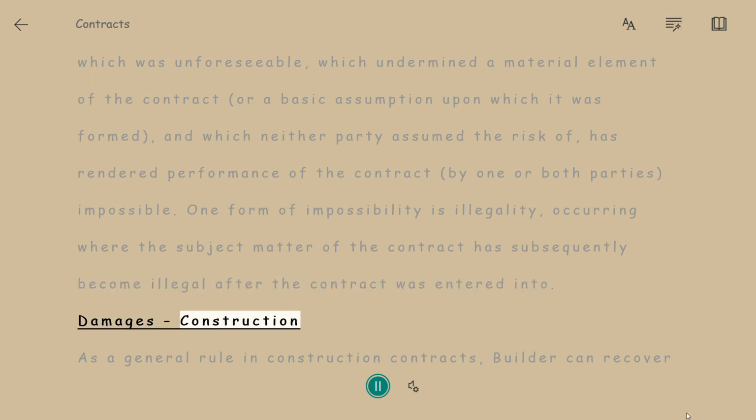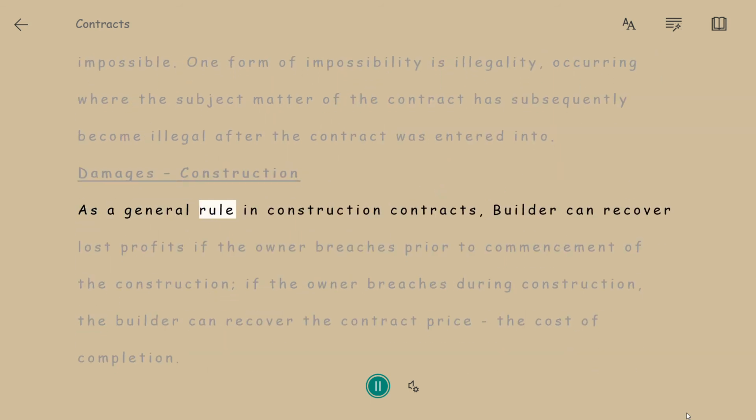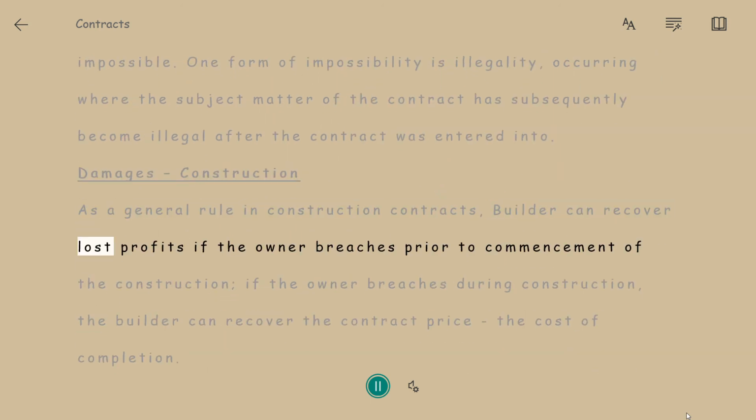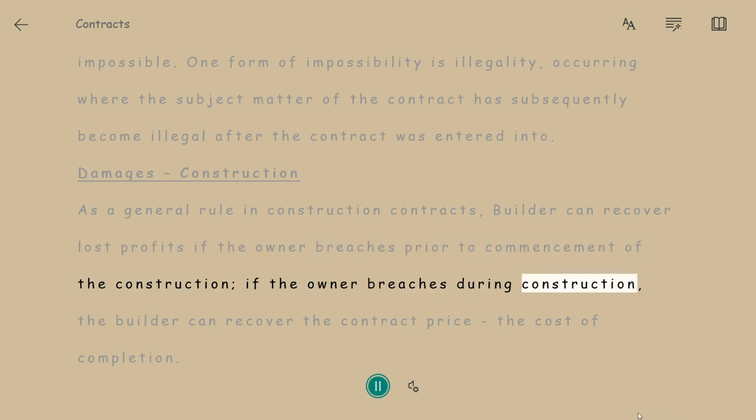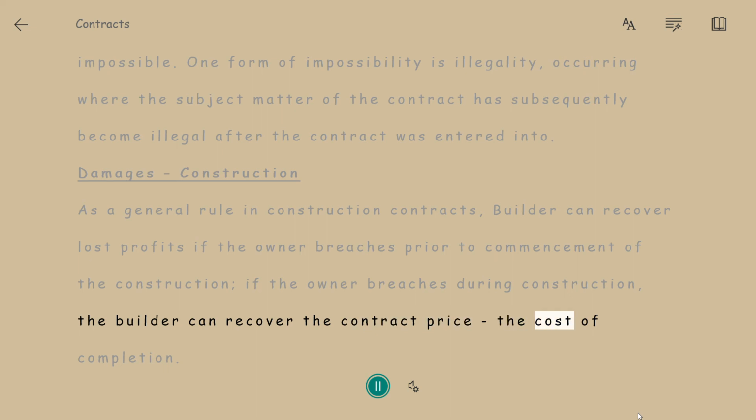Damages, construction. As a general rule in construction contracts, the builder can recover lost profits if the owner breaches prior to commencement of the construction. If the owner breaches during construction, the builder can recover the contract price, less the cost of completion.